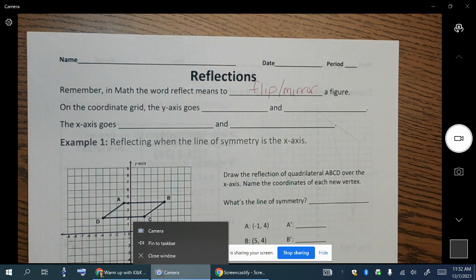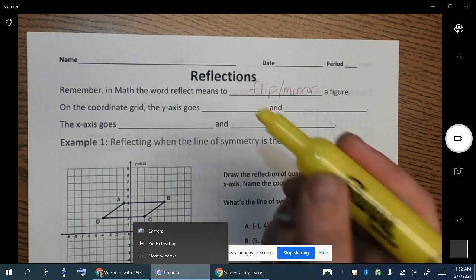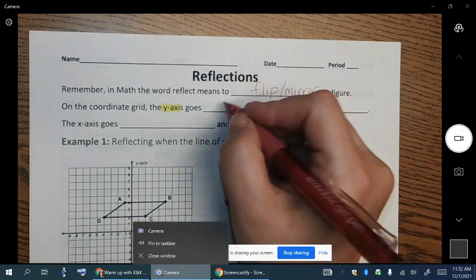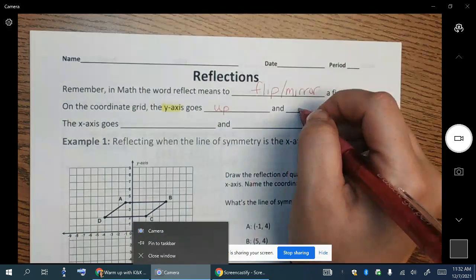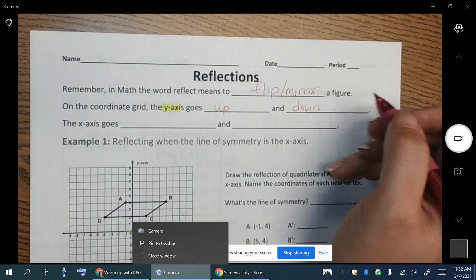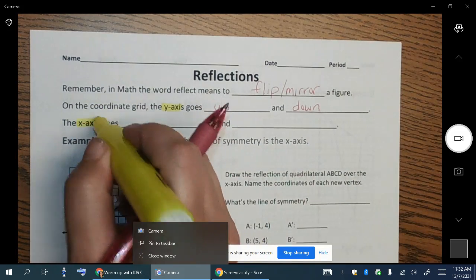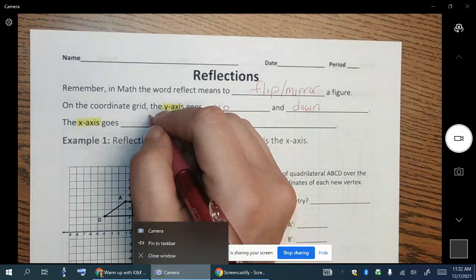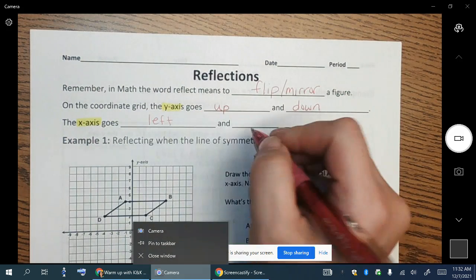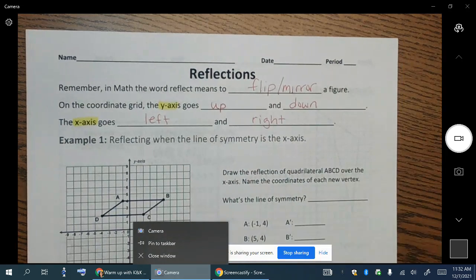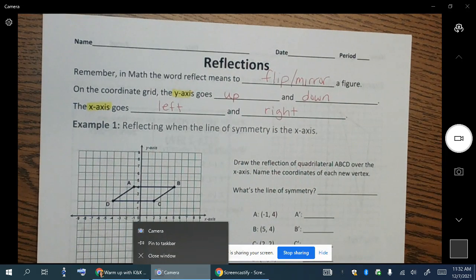Okay. So first thing we need to do is make sure we know the difference between x and y axis. Which direction does the y axis go? Up and down. Everybody agree? Yep. Up and down. And the x-axis goes left and right. So you have to know the direction and which one is which. But usually it's labeled.